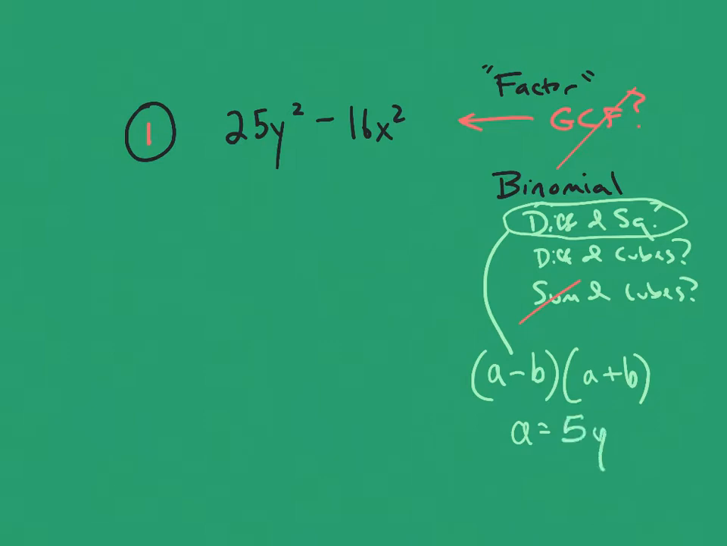So A, the square root of the first. B is going to be the square root of this second term. Square root of 16, hopefully you know, is 4. And then the square root of x squared is x. So as long as you can come up with A and B, then filling in this formula should be pretty easy. A minus B, and then A plus B.